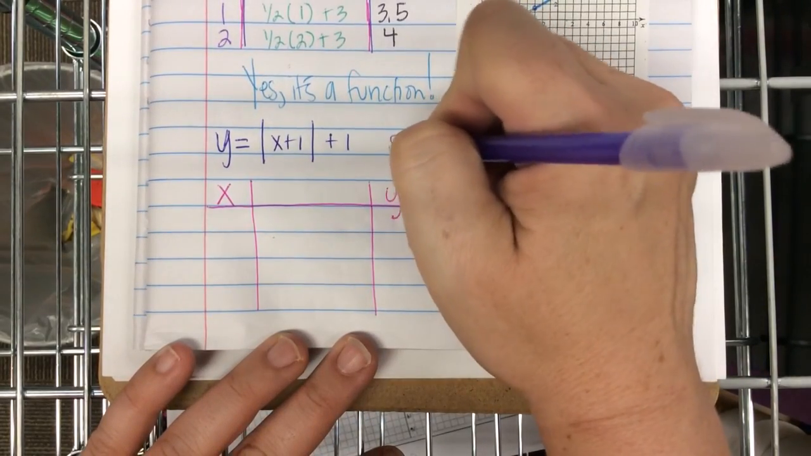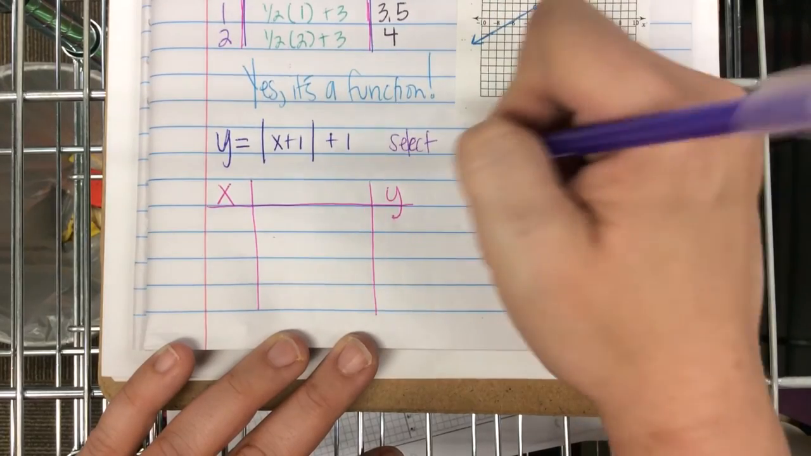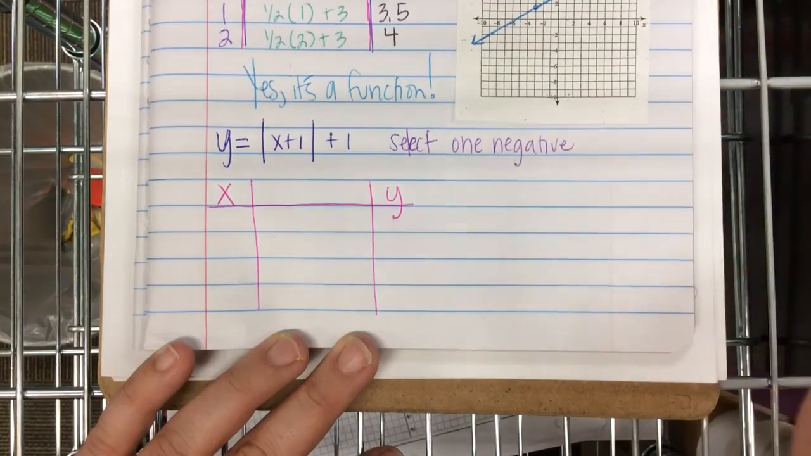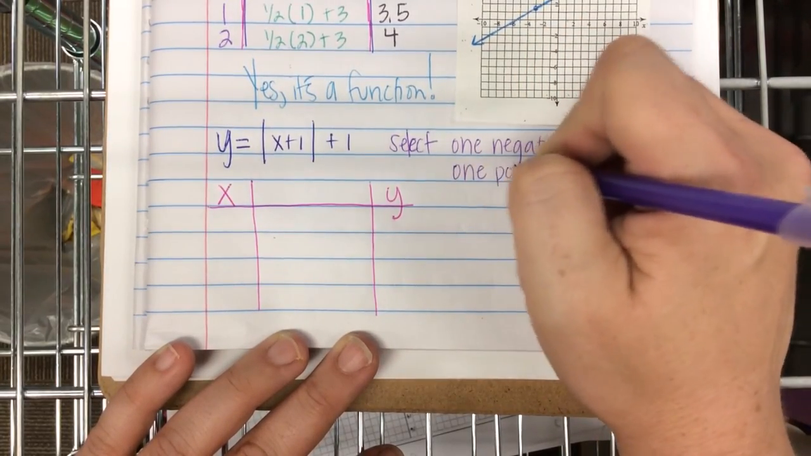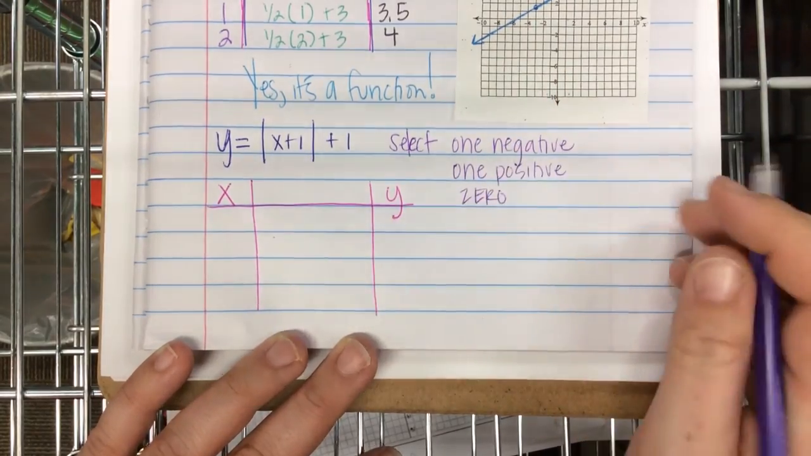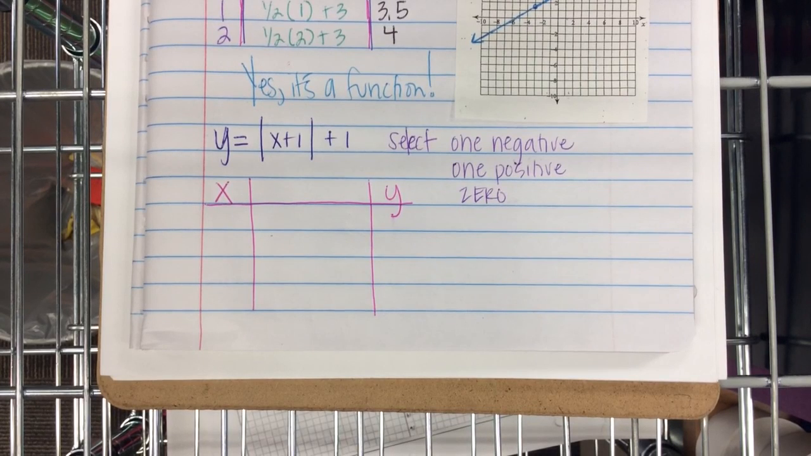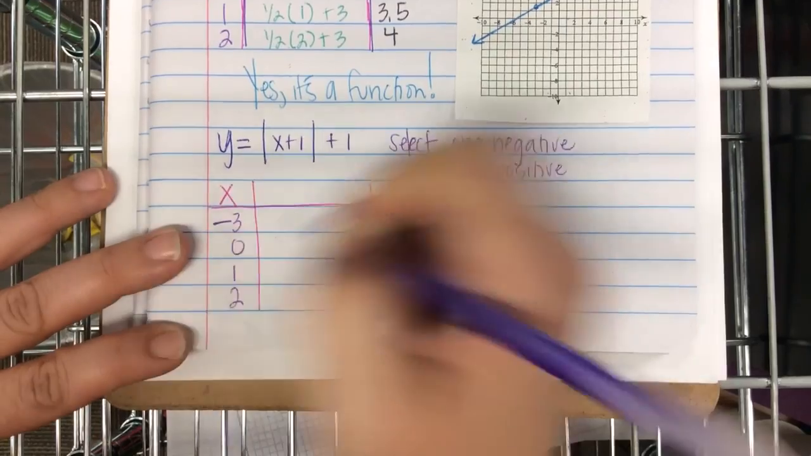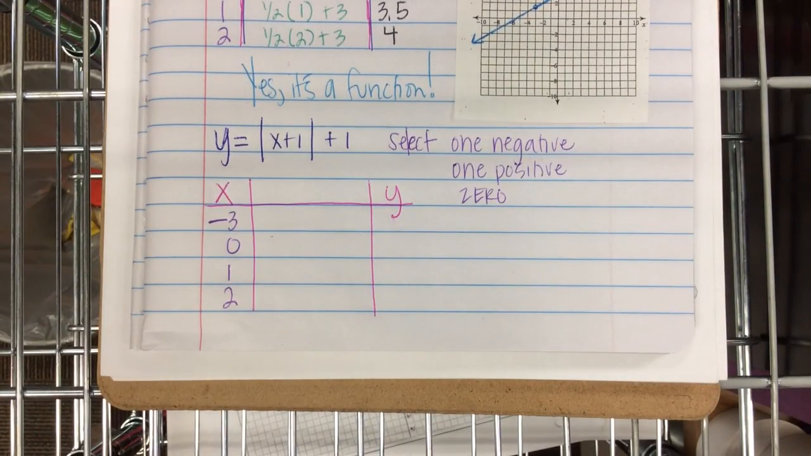So select or choose, S-E-L-E-C-T, 1 negative, 1 positive, and 0. The fourth one can be whatever you want. I always tend to choose -3, 0, 1, 2. If you want to use those same ones every single time, that's fine.